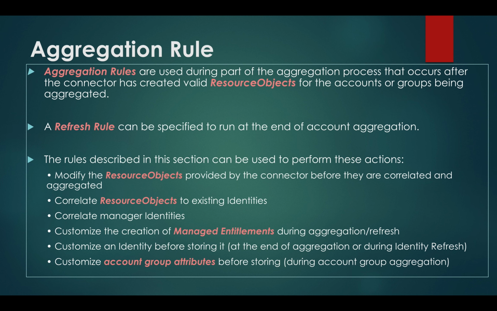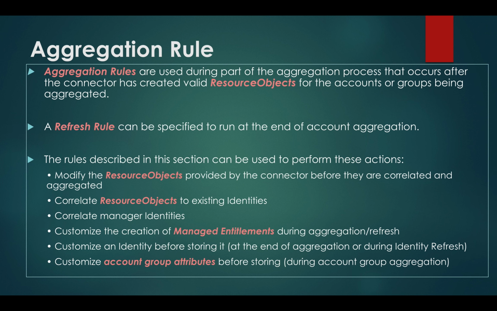represents an account or group, right? And we know that the connector rule actually creates the resource object. So once we have the resource object, then we can apply the aggregation rule during the time of aggregation, right? The purpose of the aggregation rule is to modify the resource object provided by the connector before it is correlated and aggregated.